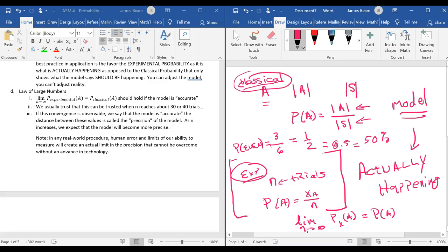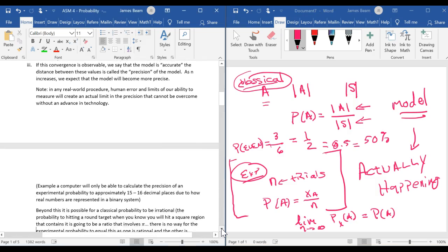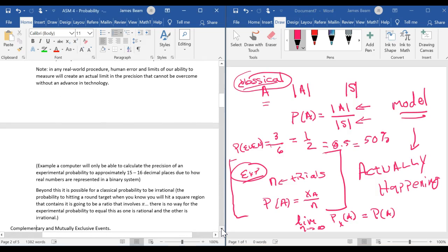And that should happen after about 30 or 40 trials. You should start seeing that. So the distance between these values is what's called the precision. But if it's converging, then we say that the model is accurate. Because of human error and limits of our ability to measure, there's going to be a limit to the precision that can't be overcome without an advance in technology.